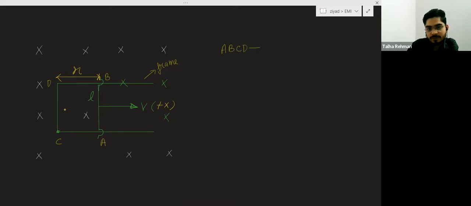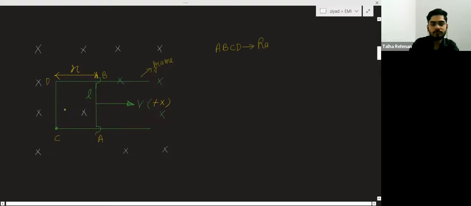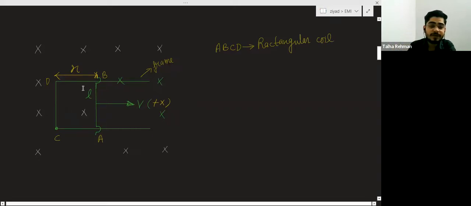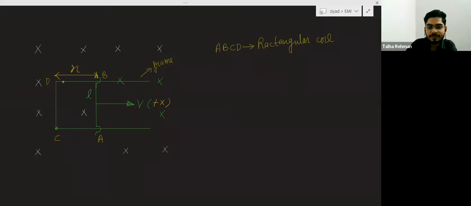ABCD is a rectangular coil. So we know the area of a rectangle, and we know that the length of the wire is L, so this length is L and this length is x. So what is the area of the coil? L into x.